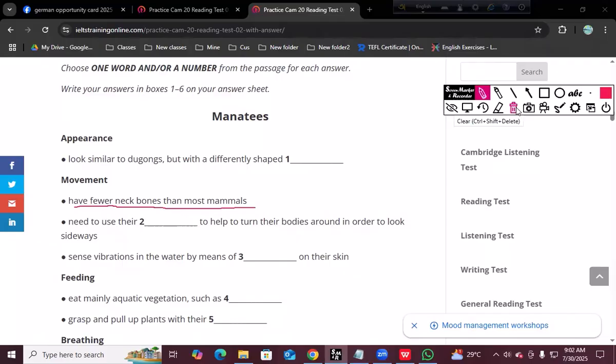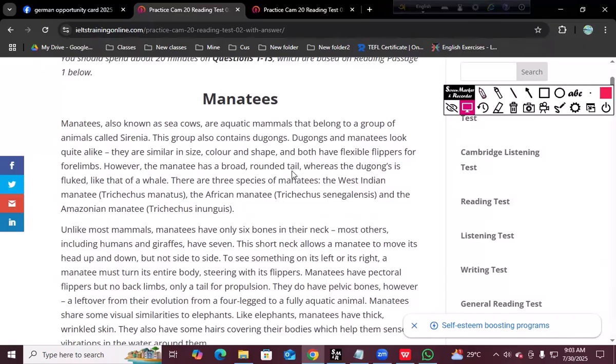Let's see what the passage says. Need to use the dash to help turn their bodies around. Okay, this could be the keyword. Then we'll go to the passage and try to find out need to use or turn their bodies. So in the passage, we'll look for the movement. They'll be talking about the movement of manatees. Okay, let's go on to the passage.